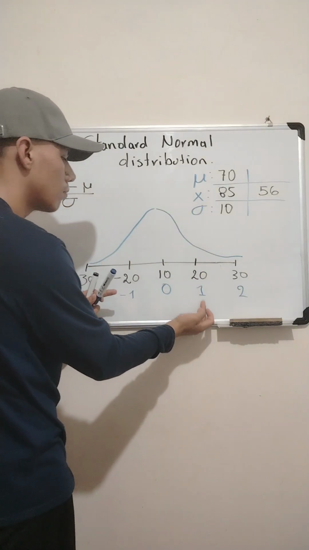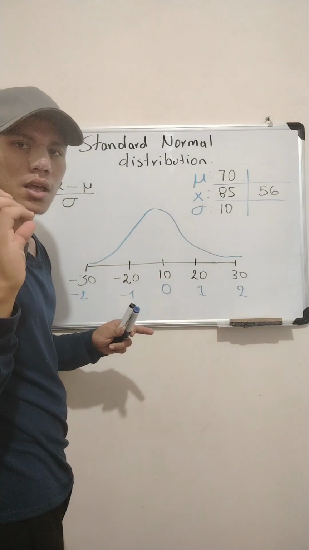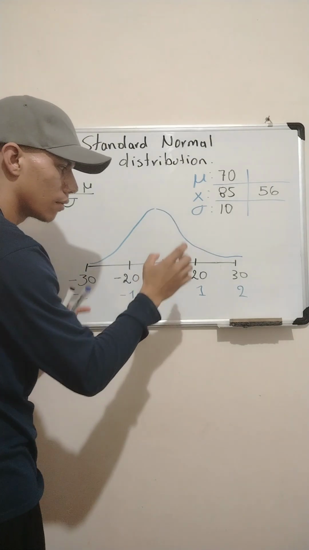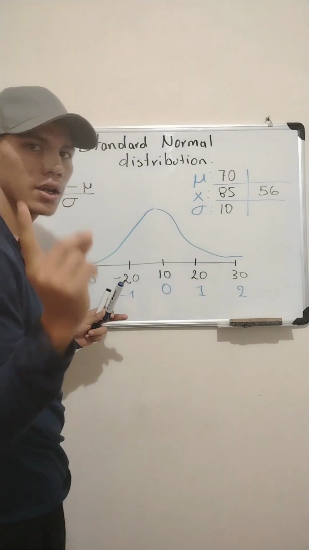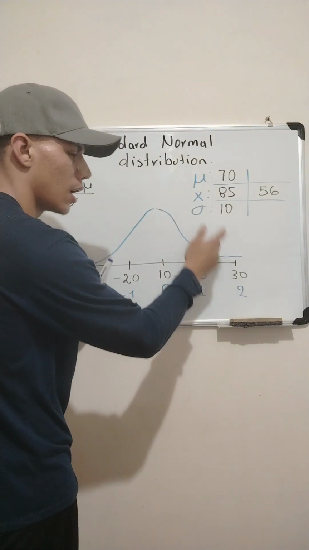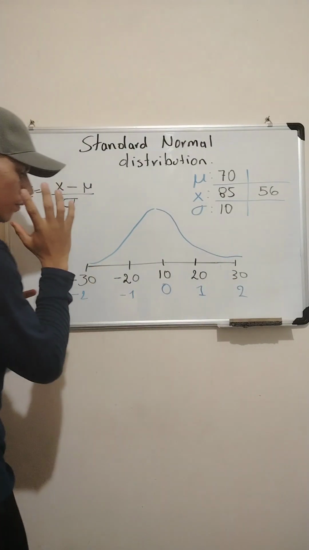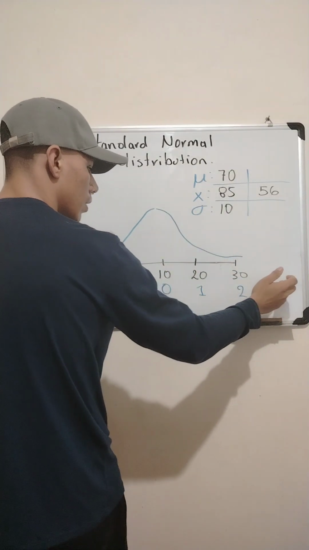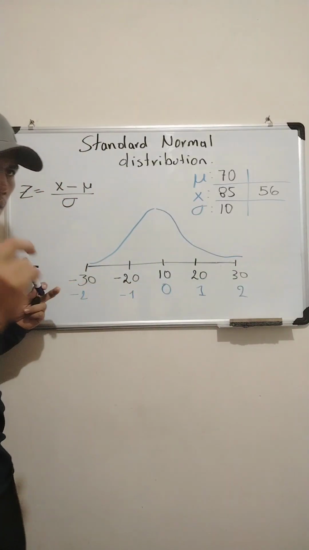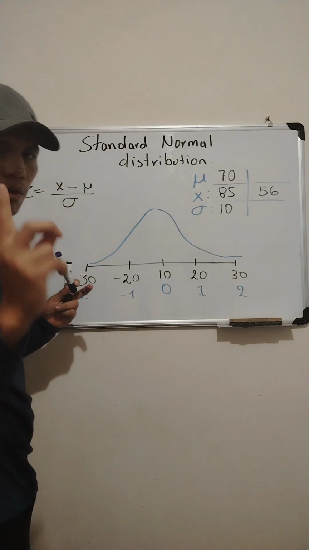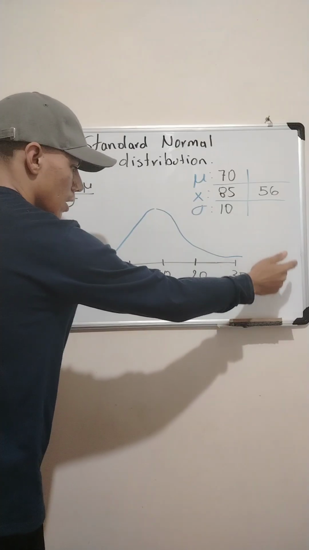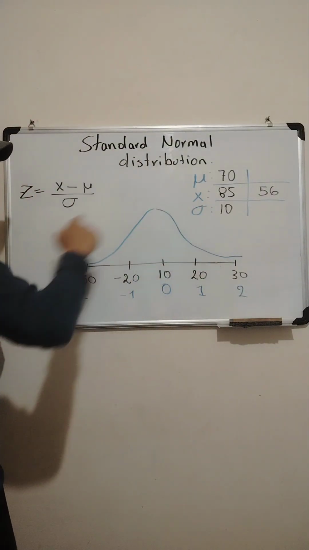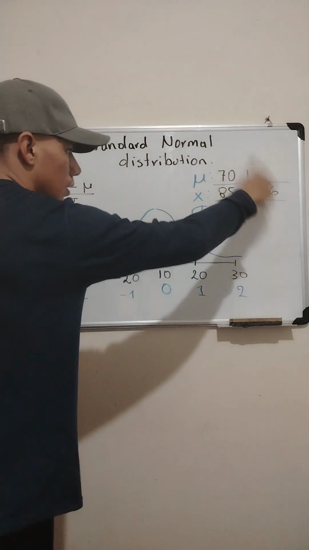Between 1 and minus 1, 68% of the data will fall in this category. Between this and the other will be 95% of the data. 95% of the data will fall within these two categories. And between 3 and minus 3, 99.7% of the data will fall within 3 and minus 3.